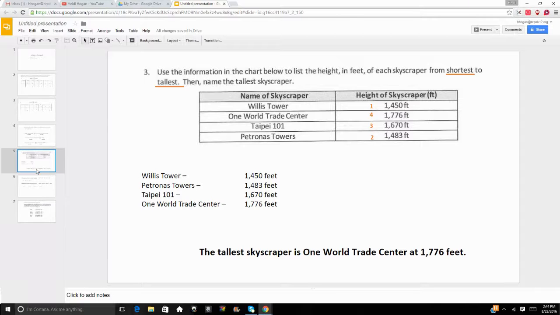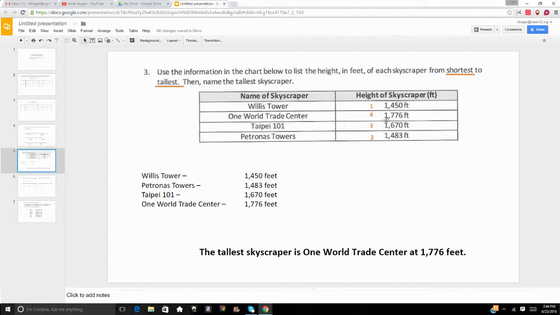Okay, now they gave us a data table, and we use these in science to gather information from our experiments. And it says to use the information in the chart below to list the height in feet, and we know that it's feet, of each skyscraper. And that is a building that scrapes the sky. It's so tall that it scrapes the sky, from the shortest to the tallest. And that is important, and that's why I underlined it, because it's important to know if you're going from largest to smallest, tallest to shortest, shortest to tallest. So this is the shortest skyscraper to the very tallest.